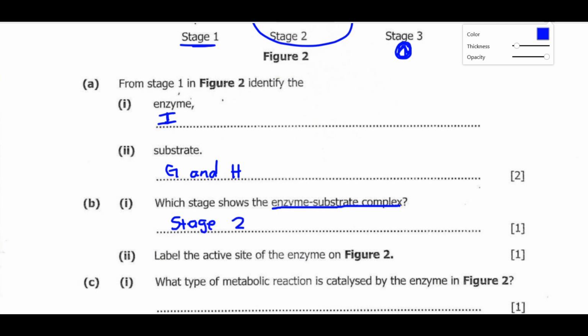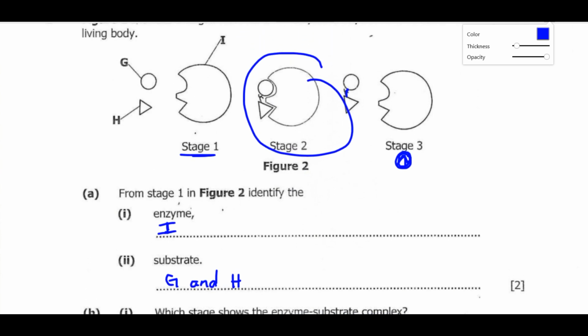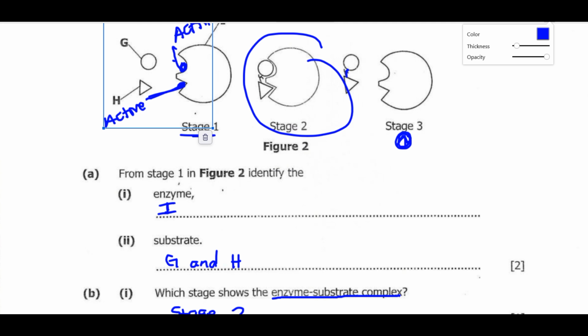Then Roman number 2, label the active site of the enzyme on figure 2. So the active site is just the point where the substrates attach themselves to an enzyme. So this is an active site. Also, this is an active site. As long as it's a point where these substrates meet with the enzyme, that is the point that we were looking at.